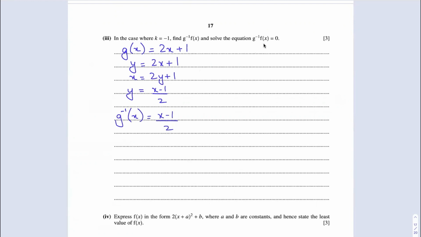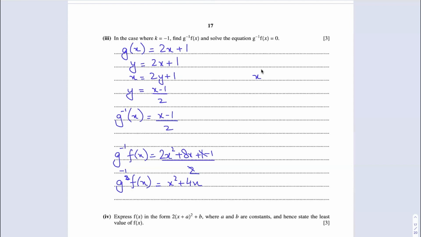Now to find g inverse of f of x, in place of x, we will substitute the function f. So g inverse of f of x will get, in place of x, the function f, which is 2x squared plus 8x plus 1, minus 1, upon 2. So 1 and 1 will cancel out. Dividing 2x squared and 8x by 2, we'll get g inverse of f of x equals x squared plus 4x.